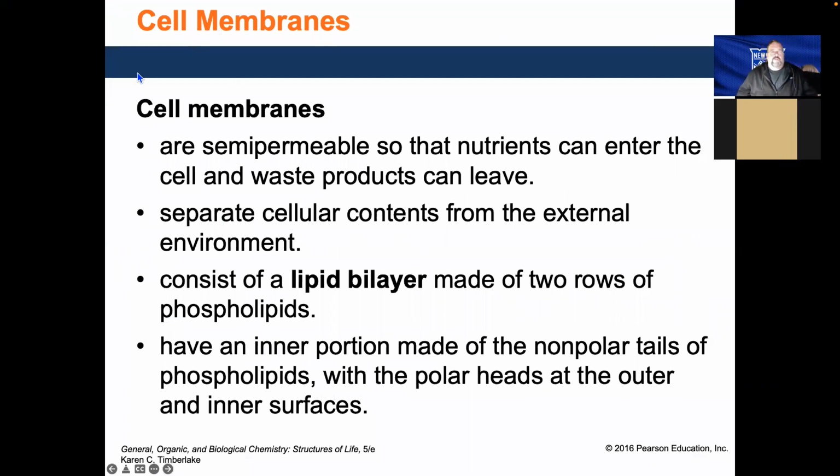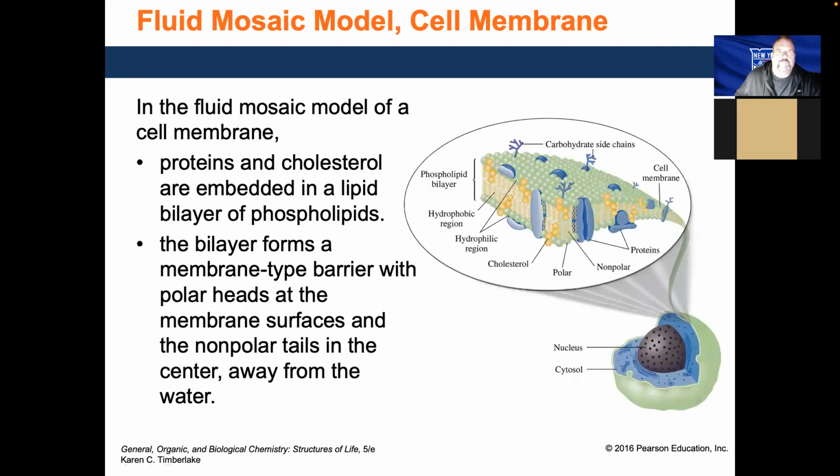So cell membranes are semi-impermeable so that nutrients can enter the cell and waste products can leave. They separate cellular contents from the external environment. They consist of a lipid bilayer made up of 2 rows of phospholipids. They have an inner portion made of the nonpolar tails of phospholipids, with the polar heads, which of course is the phosphate and the amino alcohol groups, at the outer and inner surfaces.